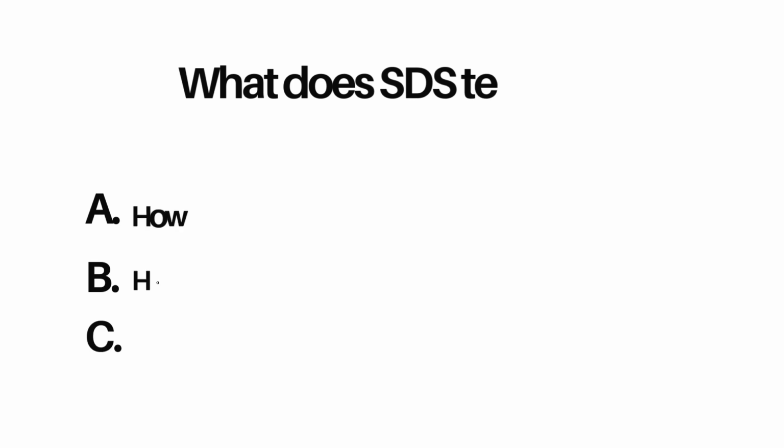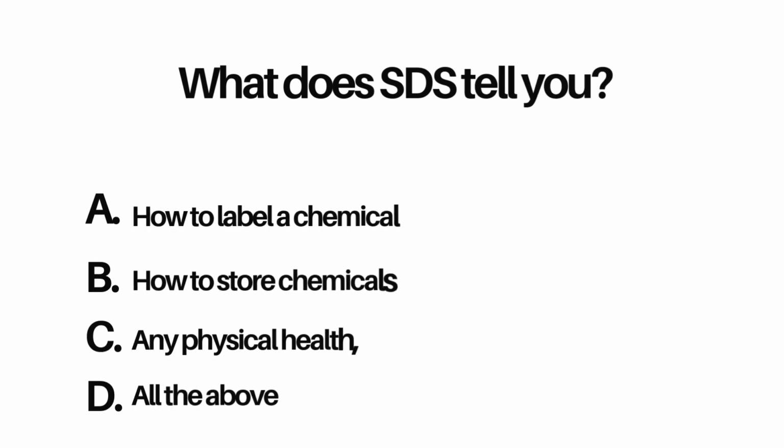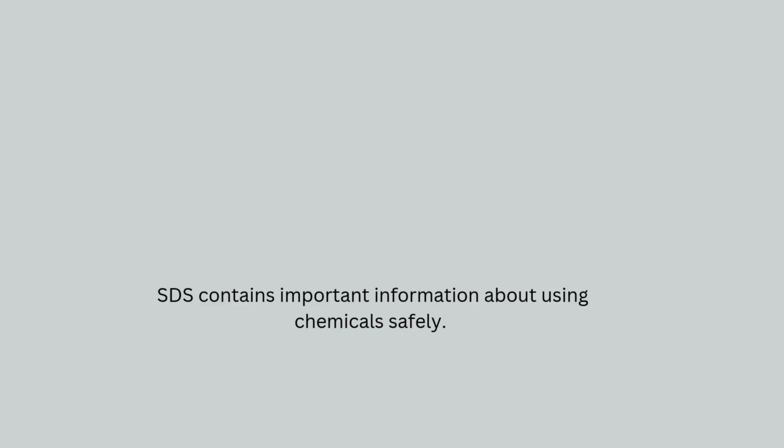What does SDS tell you? A, how to label a chemical. B, how to store chemicals. C, any physical health, fire, or reactivity hazard. D, all of the above. D, SDS contains important information about using chemicals safely.